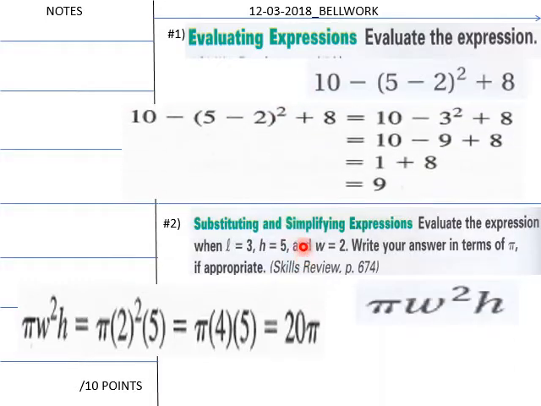And then up here, this is an order of operations problem. We do the inside of the parentheses first. That'd be negative 3 squared, 10 minus 9 plus 8, and then we come up with 9. So it's an order of operations problem here.